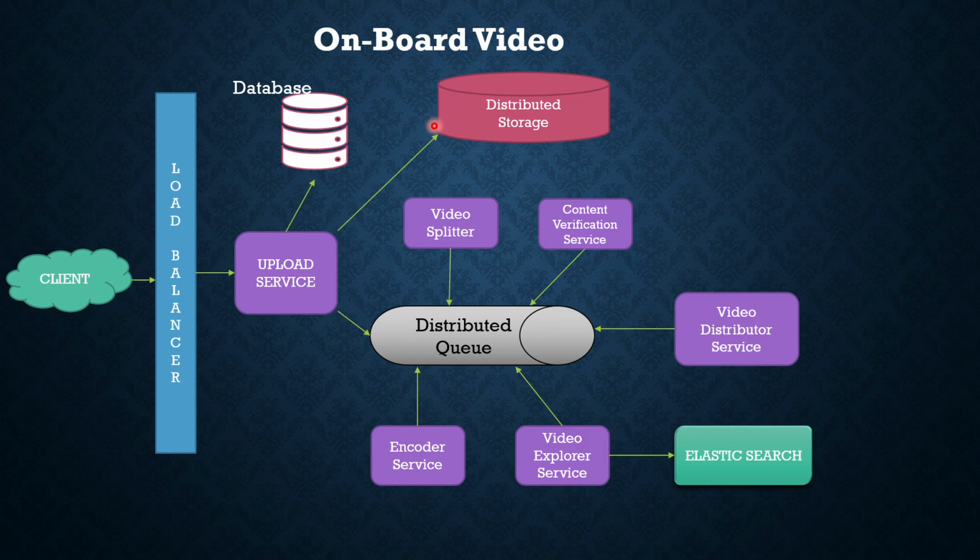Once the upload service has added the video in our distributed storage, it will put an event in a distributed queue here. This distributed queue will be the core of our application, and everything will be directed through this particular queue. So it has to be a highly reliable queue and very efficient. We can use a queue like Kafka here for our distributed queue. Once the upload service has stored the video in distributed storage, it will put an event in the queue saying that I have stored the video. Now anyone who is ready to do the processing for this particular video can pick up this event.